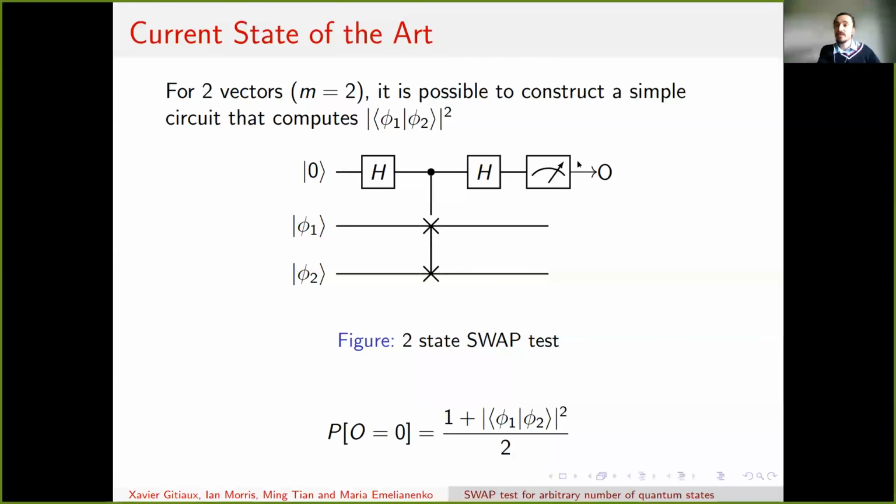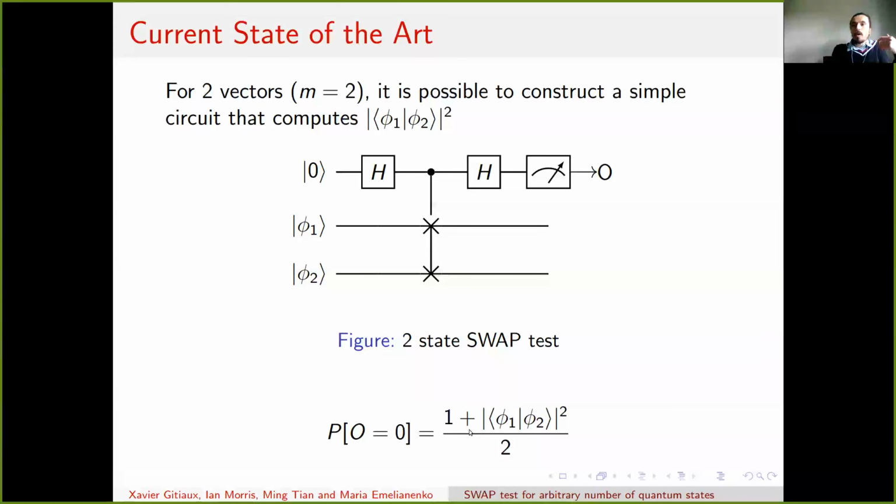And it turns out that when you do the measurement on this top wire, you're going to see two things: either it's a 0 or it's a 1. And it turns out that the probability of a 0 relates nicely to the inner product between phi 1 and phi 2.